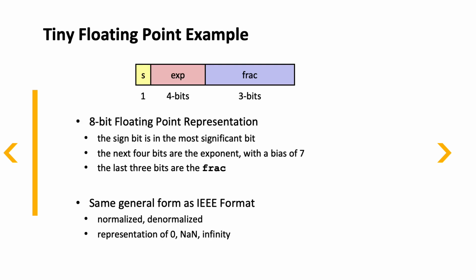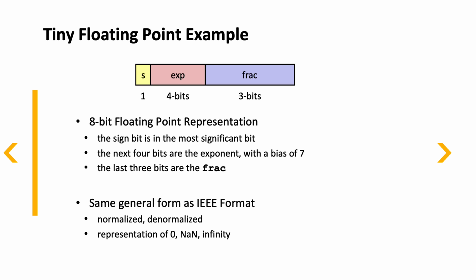So let's take a look at a tiny floating point example. Let's just do an 8-bit floating point representation where all the same rules actually apply. The sign bit will be the most significant bit. We'll go ahead and use 4 bits for the exponent, which gives it a bias of 7, because that works the same way, right? 2 to the k minus 1, where k is 4, is 2 to the 3, which is 8, minus 1, so our bias is 7. The last 3 bits will be the frac field, and this is going to use the same rules as the IEEE format.